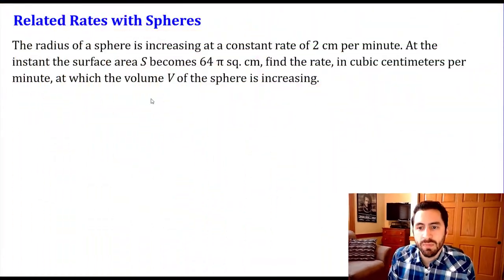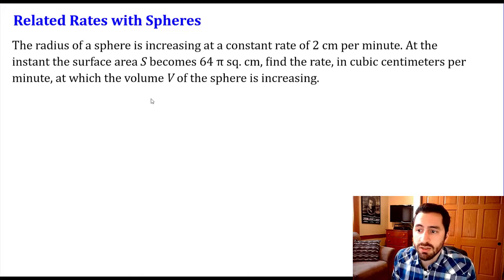Hey everyone! In this video, I want to take a look at another related rate example. In this example, we're going to be taking a look at spheres, and we actually end up having to use more than one equation to relate our variables together. So the example says the radius of a sphere is increasing at a constant rate of 2 centimeters per minute. At the instant the surface area becomes 64 pi square centimeters, find the rate in cubic centimeters per minute at which the volume of the sphere is increasing.